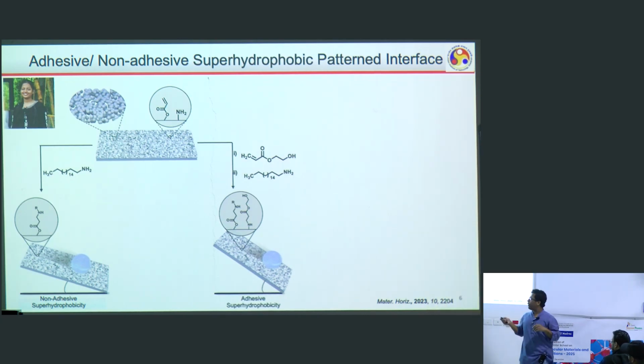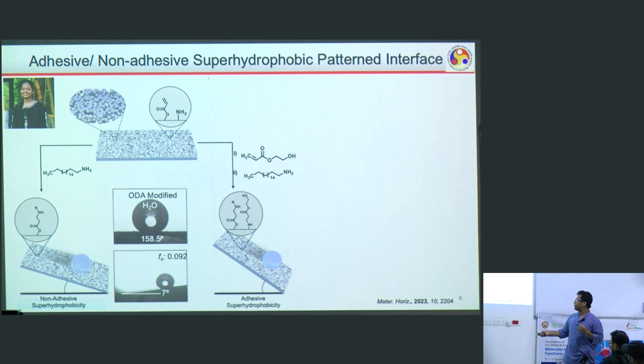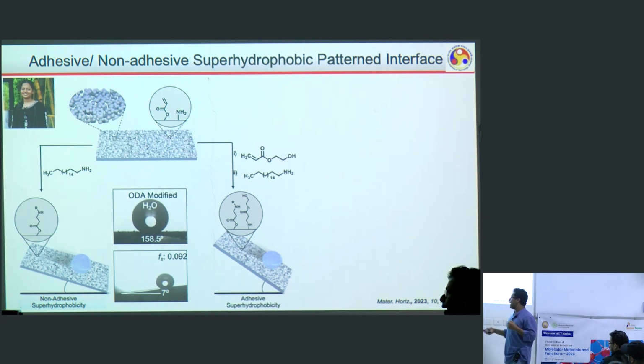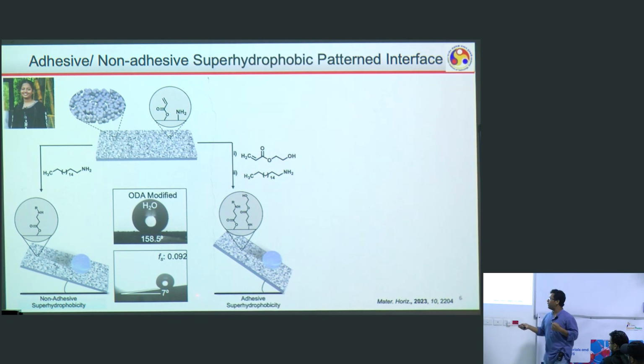Now, once you do this octadecylamine treatment, where the primary amine of these alkylamines, more specifically octadecylamine, reacts with the residual acrylate, then you get non-adhesive superhydrophobicity. As you can see here, the static contact angle is 158, and if you bead the water droplet, then even at a 7-degree tilting angle, it can easily slide off. And the fraction of contact area between solid and liquid is quite low, it's 0.09, right?